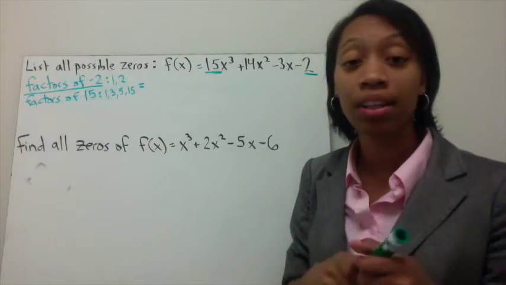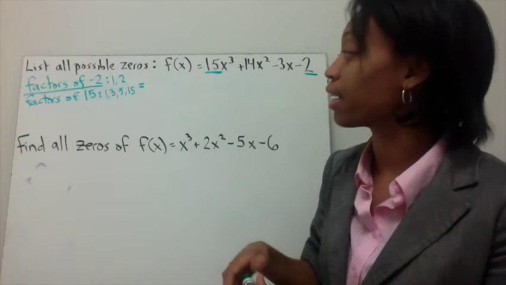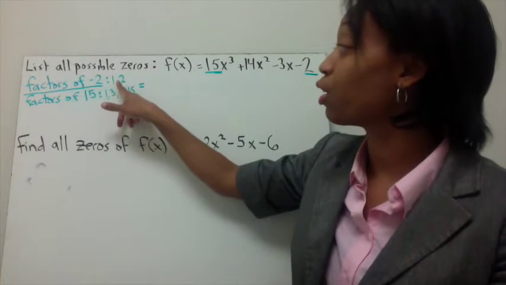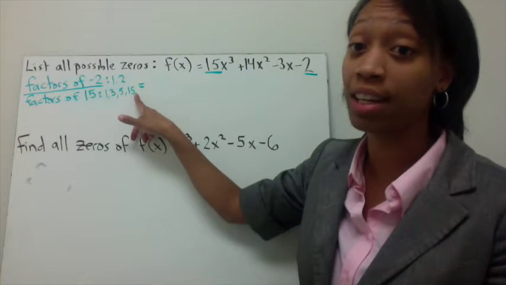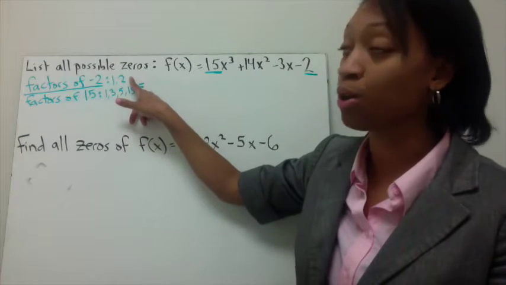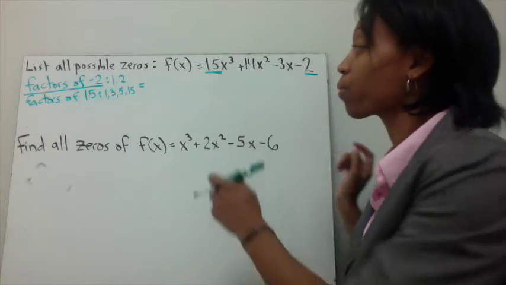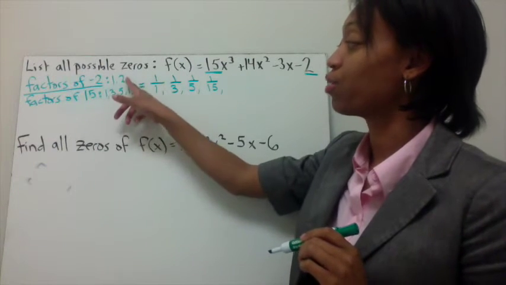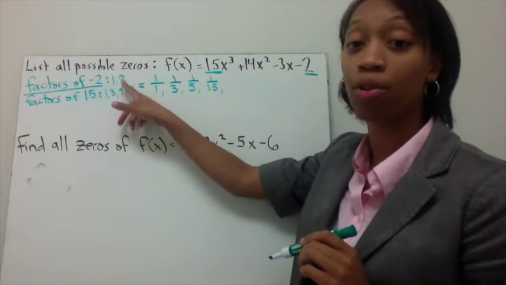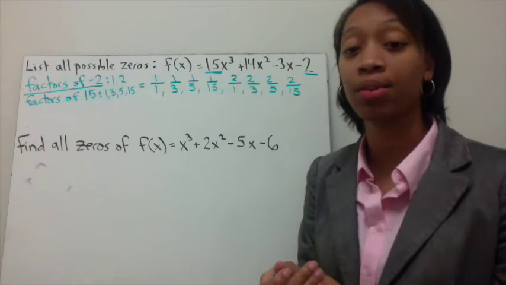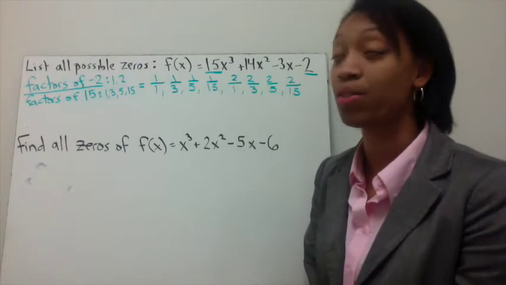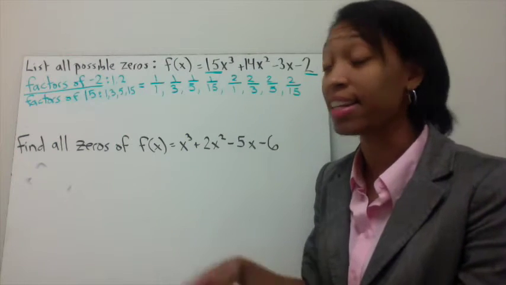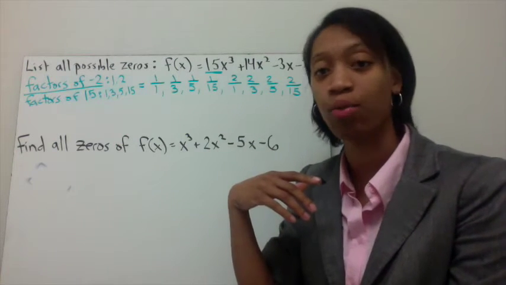So let's list them out. I can have 1 over 1, 1 over 3, 1 over 5, 1 over 15, or I could have 2 over each of the numbers. Okay, or I could have 2 over 1, 2 over 3, 2 over 5, or 2 over 15. Okay, so now I'm going to simplify each of those down for my answer. And each of these numbers could be both positive or negative.